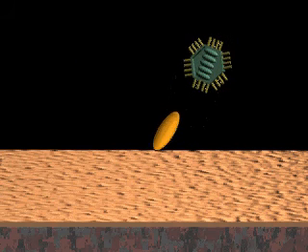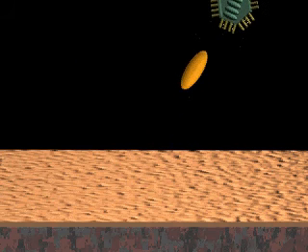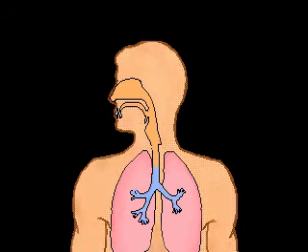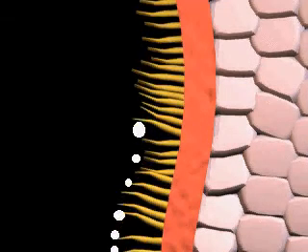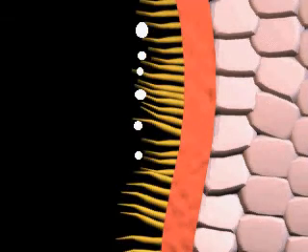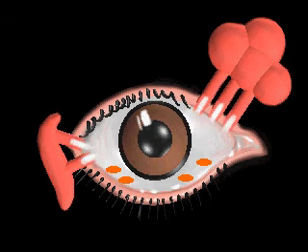Our skin forms a barrier that few microorganisms can penetrate. Your respiratory system is lined with ciliated mucous membranes to sweep bacteria into the back of your throat where they can be swallowed. Exocrine glands near the eyes and mouth secrete enzymes to destroy invaders before they have a chance to enter the body.